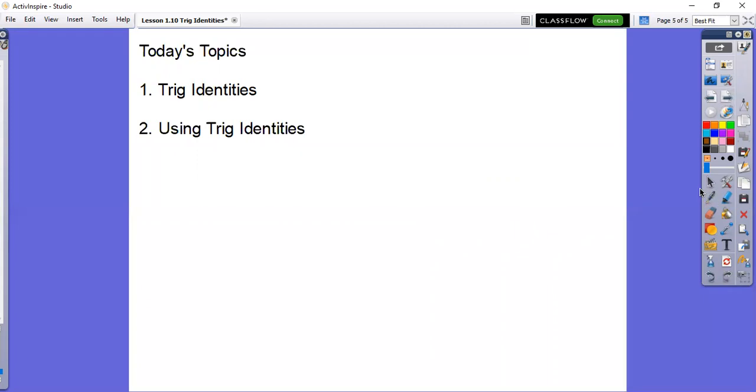And this is a review of the topics we talked about today. So I showed you some trig identities, some stuff that is AB required, some stuff that's only required for BC. And then we also did an example of using a trig identity to prove a statement.